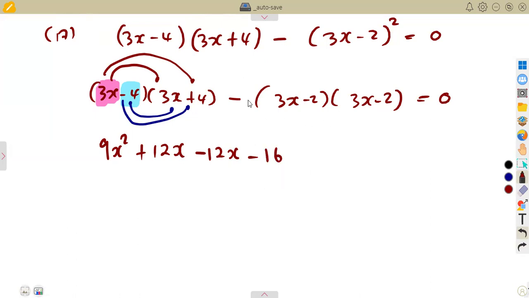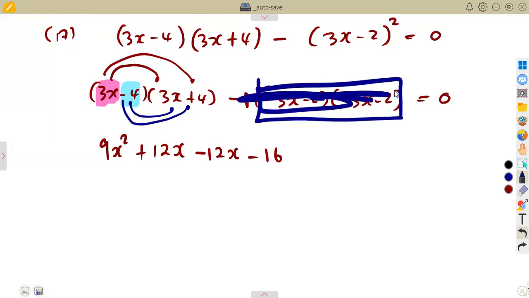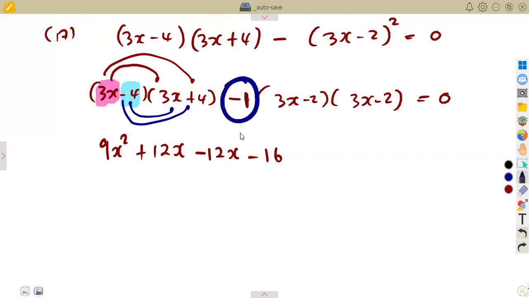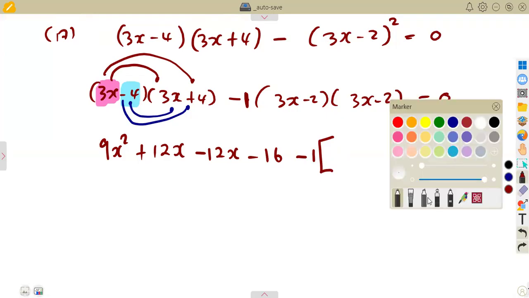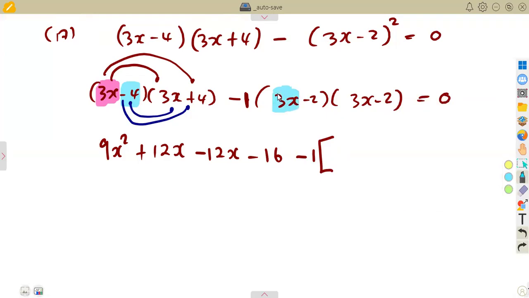So there, take note that the minus 1 that you see here is to expand whatever you're going to have in these 2 brackets. The answer that you obtain, you multiply it by the minus 1. So there is a minus 1 that is going to multiply the answer to these 2 brackets.